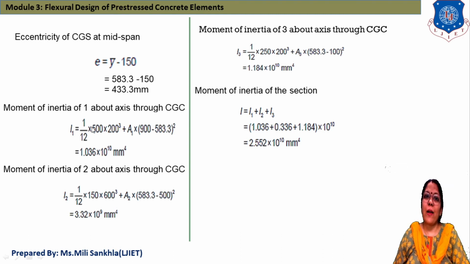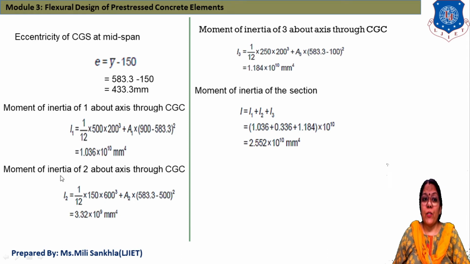Our equation is the parallel axis theorem: Ig plus A h square, where Ig means BD cube by 12, and h is the distance between y bar and y1. So it is y1 minus y bar, square. The value which is greater, write down first and then minus the lower value, and then square. Answer is equal to 1.036 into 10 raised to 10 mm raised to 4.